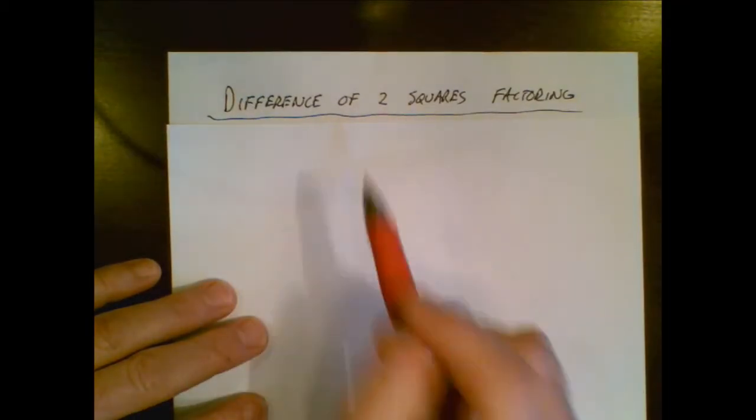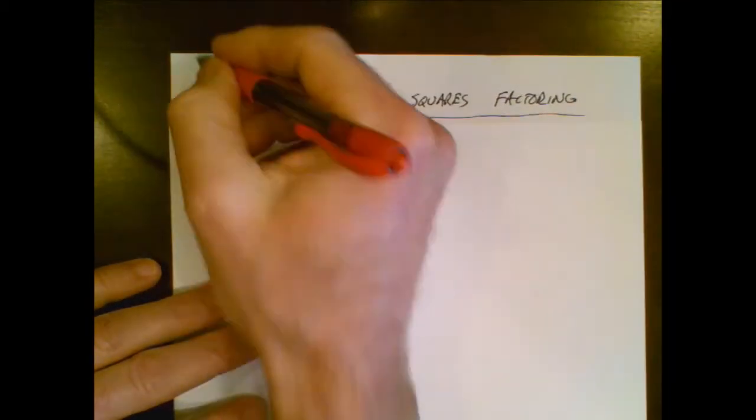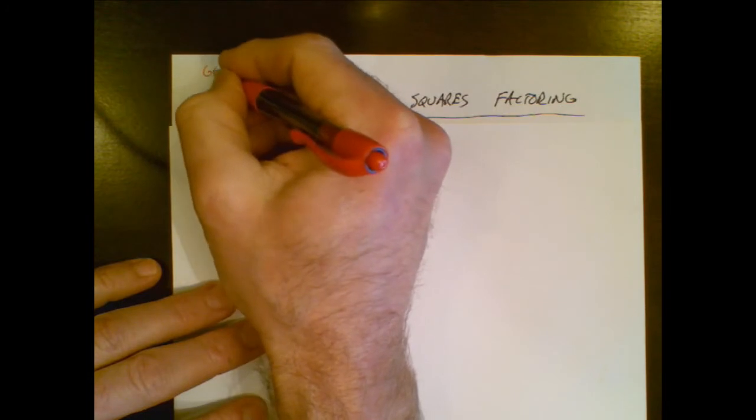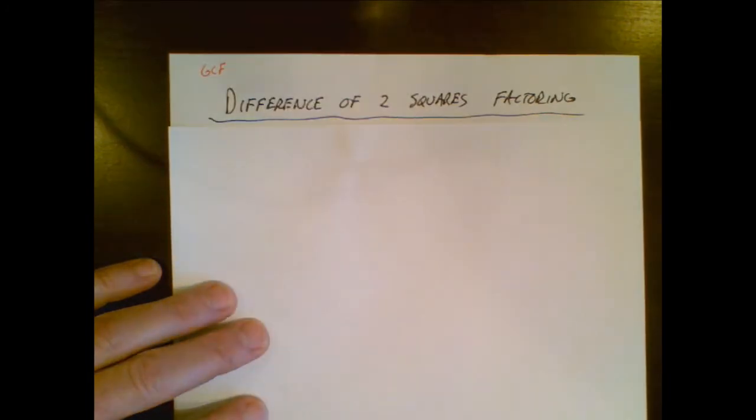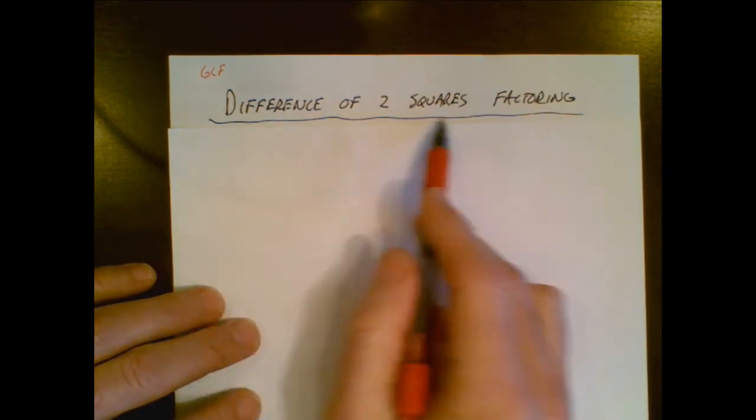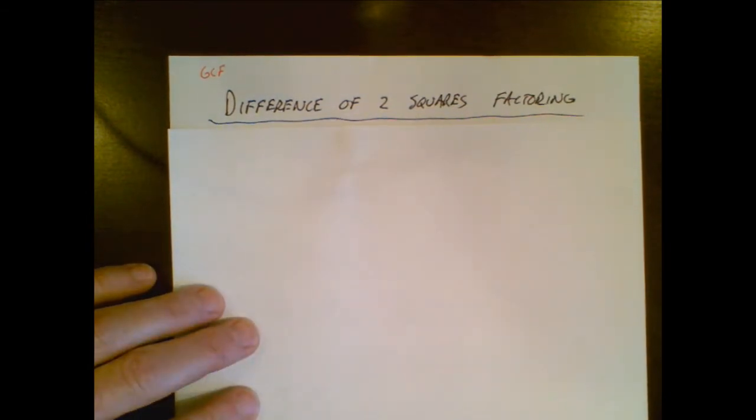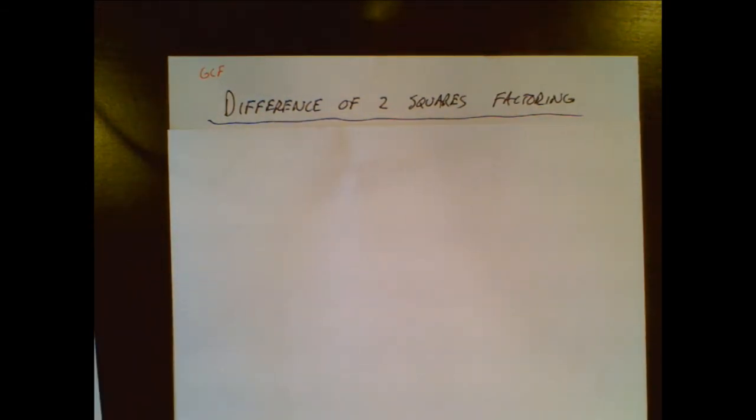We're going to take a look at difference of two squares factoring, and by this stage you would have already encountered GCF factoring, or greatest common factor factoring. Difference of two squares is just another technique, and we'll go on to learn more techniques. Before we get into the rules of this, I'm going to show you a little example.